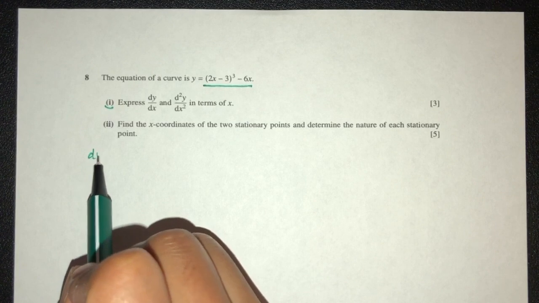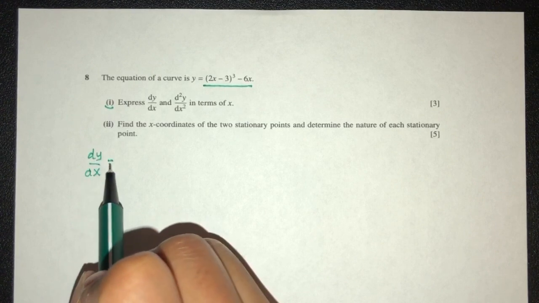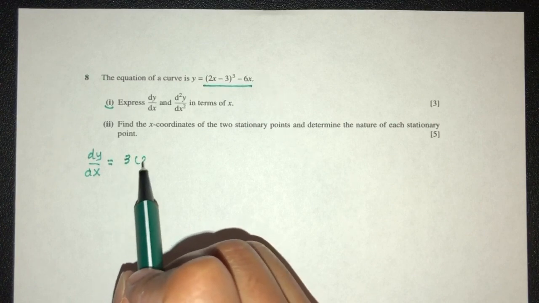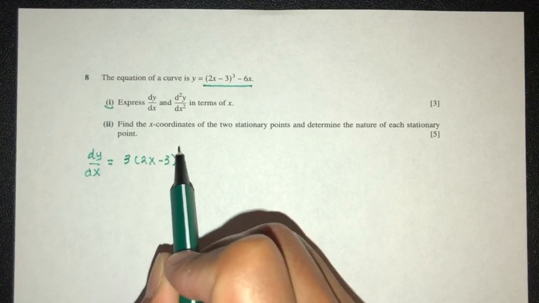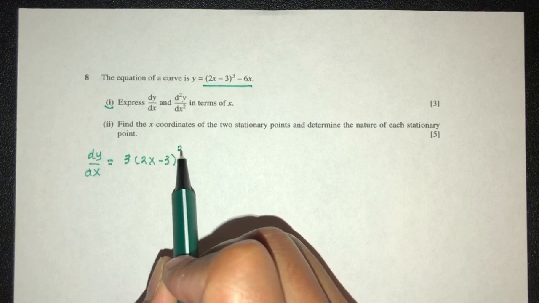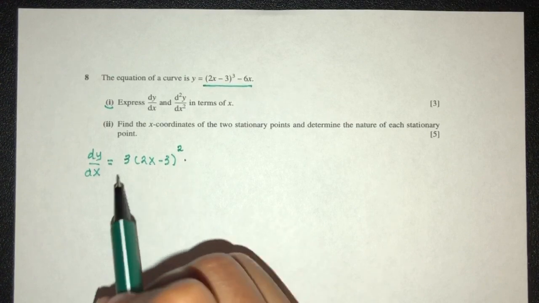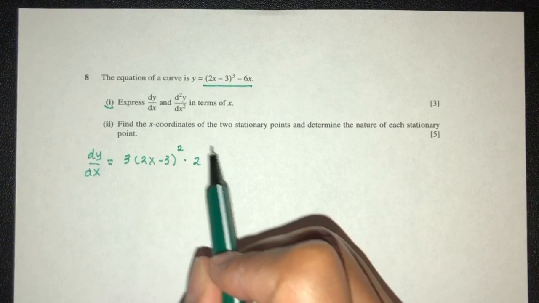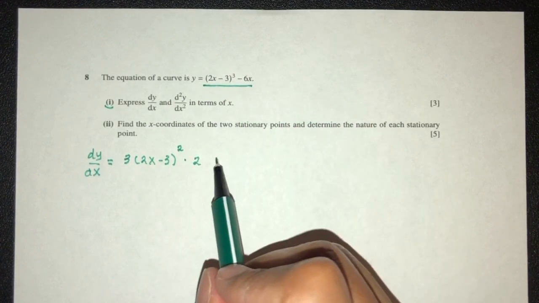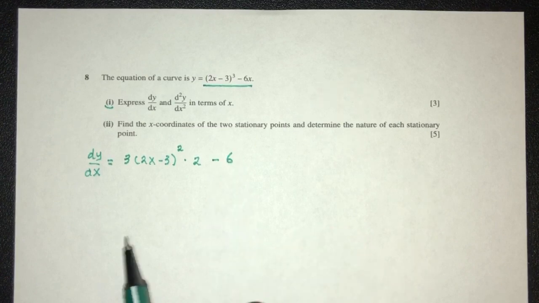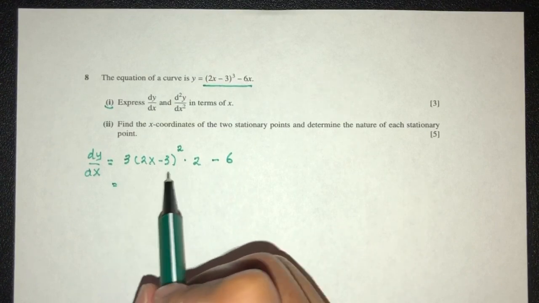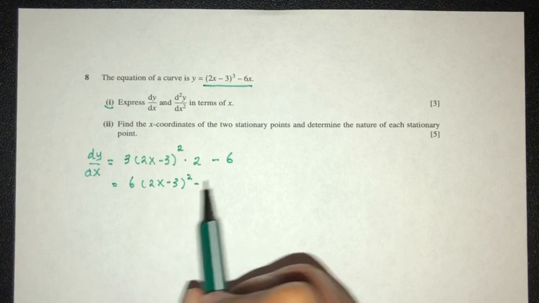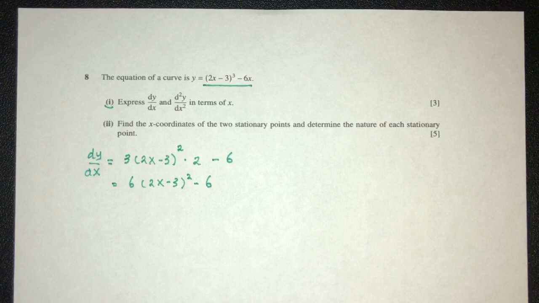So dy by dx will be what? First step, because we have a power here, first multiply by the power, right? And then we have to minus 1 to the power. So 3 minus 1 is 2. Then we have to multiply by d by dx of the value inside. That will be just 2. That will be the first part. And here we have to differentiate. That will be 6. So you will have 6(2x - 3)^2 - 6. That is dy by dx.